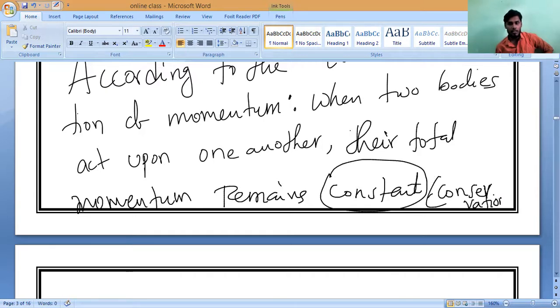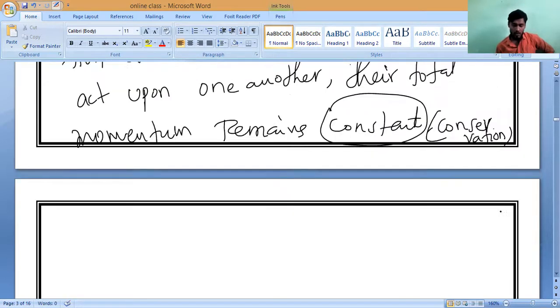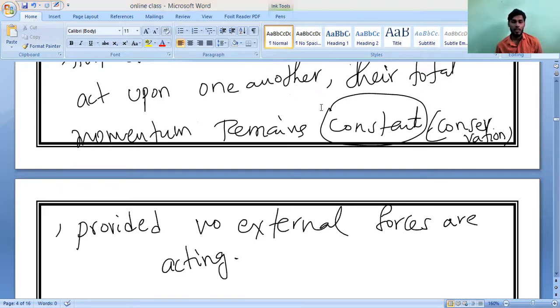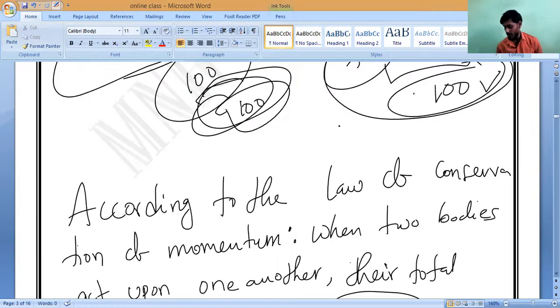Momentum is constant, known as conservation, provided no external forces are acting. Do you understand, all of you? Yes, sir. This is what we should call the law of conservation of momentum.